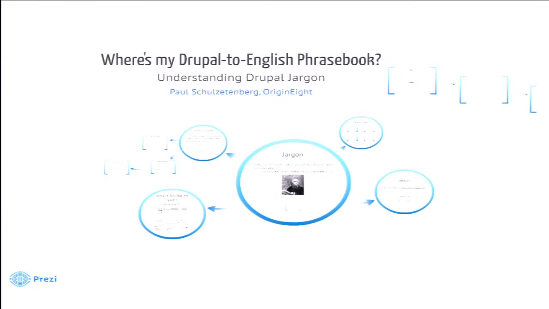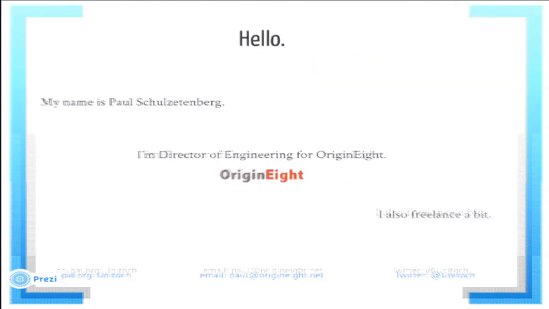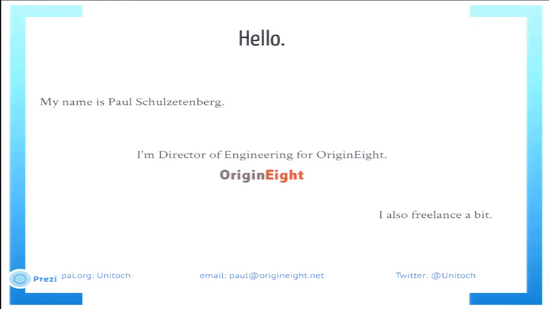My name is Paul Schulzetenberg. I'm Director of Engineering for Origin 8, and I also freelance a bit. The Director of Engineering thing, it's basically, I do a lot of development. I also do a lot of content modeling and a lot of suggestions for clients and other people about, well, this is kind of how my business works. What does that mean my web presence should look like? And so that's me.